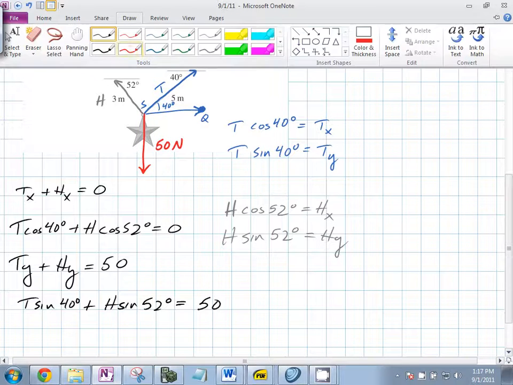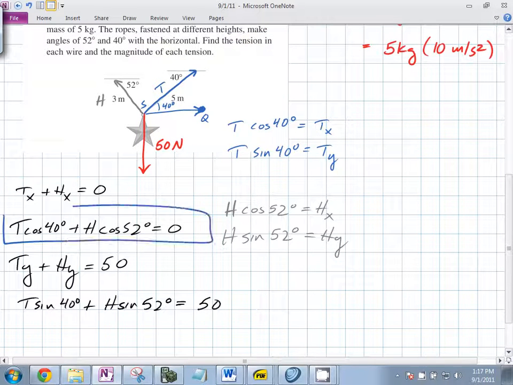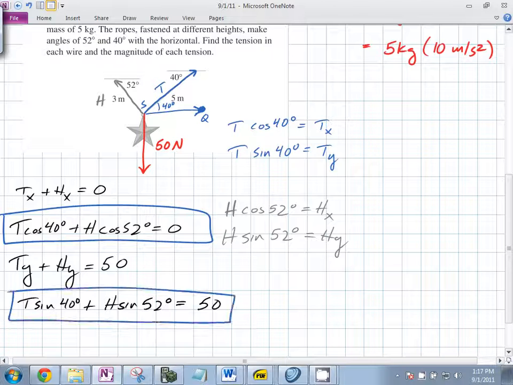So we have a system of equations. How many equations do we have? How many variables do we have? 2. Yes. Question: T and H have different directions.